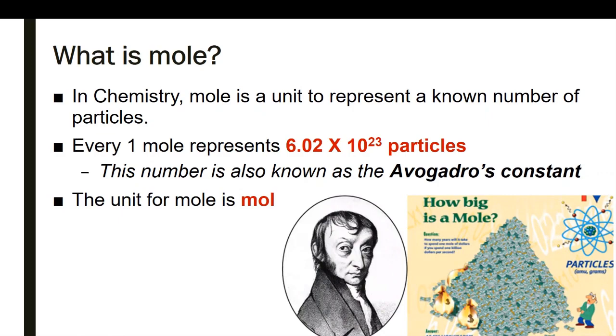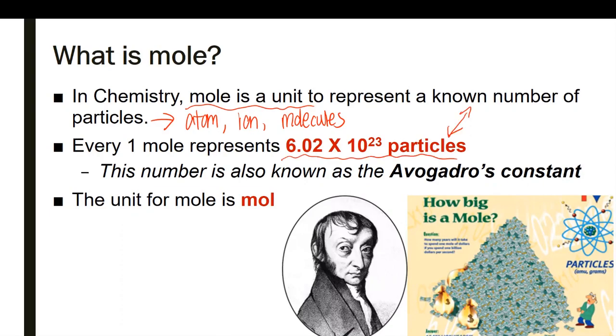Now, what is a particle? You have learned previously that particles can refer to either atoms, ions, or molecules. So basically, a mole is just a unit to represent a certain number of atoms, ions, or molecules. What is this certain number? It actually refers to a total of 6.02 times 10 to the power of 23 particles.